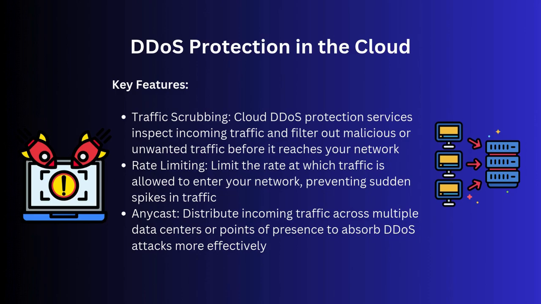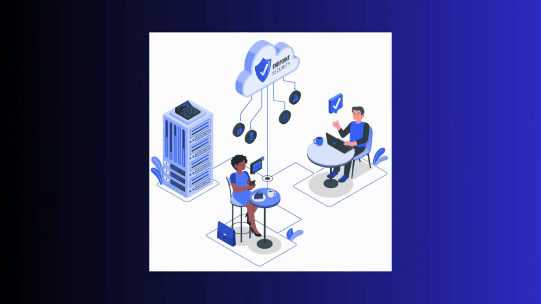Anycast: distribute incoming traffic across multiple data centers or points of presence to absorb DDoS attacks more effectively. In conclusion, network security in the cloud relies on concepts such as virtual private clouds, network segmentation, and DDoS protection. VPCs provide a secure foundation for cloud resources, while network segmentation and isolation enhance security by limiting communication between resources.